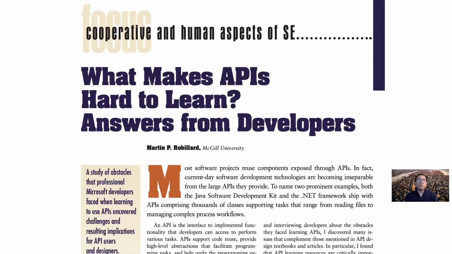But learning and using APIs is not an easy task. Professor Martin Robillard from McGill University did a big survey several years ago at Microsoft. In this survey, he asked Microsoft developers about their learning experiences of APIs. As pointed out by those Microsoft developers, one of the common reasons why APIs are so hard to learn is bad API design.